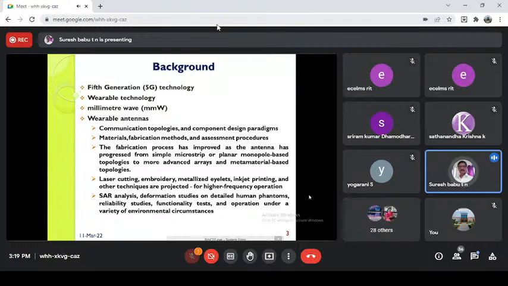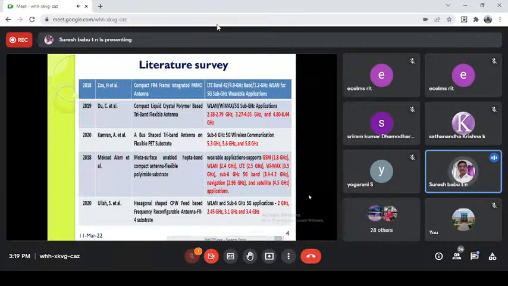So many technologies, such as laser cutting, embroidery, metallized threads, inkjet printing, and other techniques, are projected for higher frequency millimeter wave applications. So the parametrics, SAR analysis, deformation studies on detailed human phantoms, reliability studies, functionality tests and operation under a variety of environmental circumstances are considered for the design of wearable technology. So it's a literature survey.